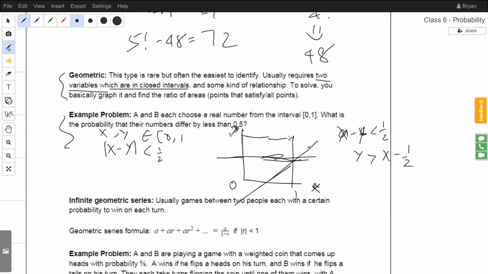So this area is, wait, actually, no. What area is half of a half? The one that's below it, right? Because it's half of a half. No, it's half of a half of a half. An easy way you could think about it is this length is 1/2 and this length is 1/2 from this equation. So the area is just 1/8.